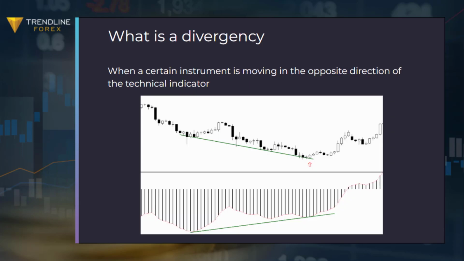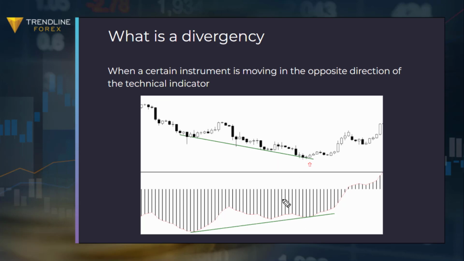So basically, what is a divergency in the market? Well, that's when an instrument is moving in the opposite direction of what we see on the indicator on the chart that we've got. And like I said, I'm going to share with you some indicators that will give you the best results if you want to trade divergences.